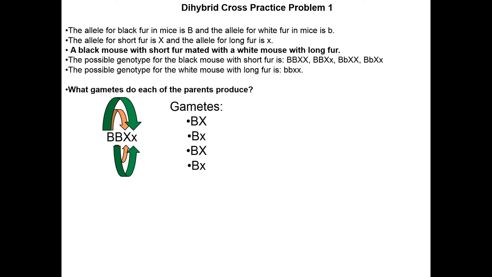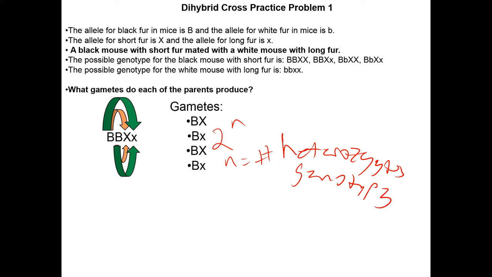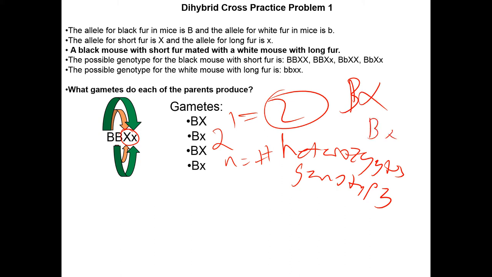Now, how can you double check that your answer is right? Well, here's how: 2 to the n power, where n equals the number of heterozygous genotypes. So we have big B, big B, big X, little x. Well, this is heterozygous. So out of this particular genotype, we have one heterozygous combination. So 2 to the 1 power, that's 2. So we can produce 2 total different gametes. You can have big B, big X, or big B, little x.